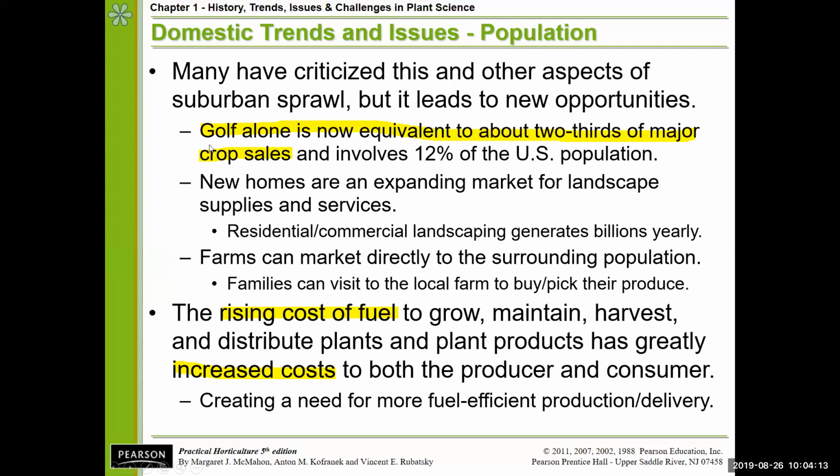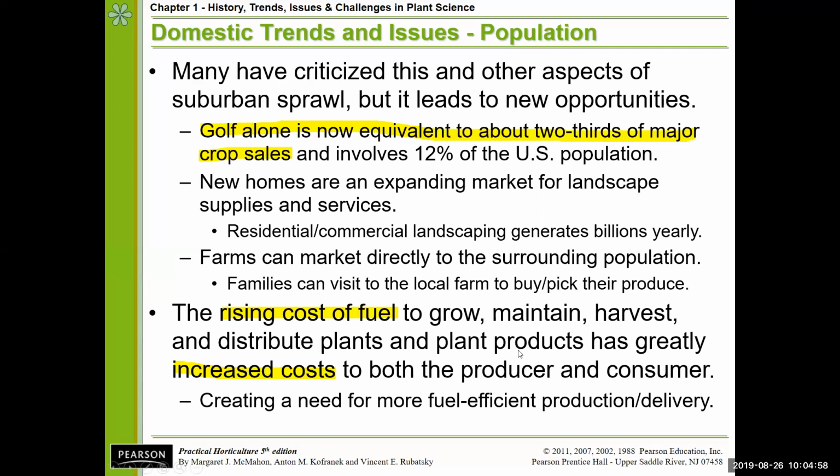Golf alone, they actually say that in the U.S., turf grass is our number one irrigated crop. So golf is equivalent to about two-thirds of major crop sales. It involves 12% of the U.S. population. That's kind of just a result of suburban sprawl and the recreation aspect associated with it. So horticulturists involved in the golf trade, there's money to be made there. That's another way to get more money back in the hands of the producer, although there are many consequences as a result of that.